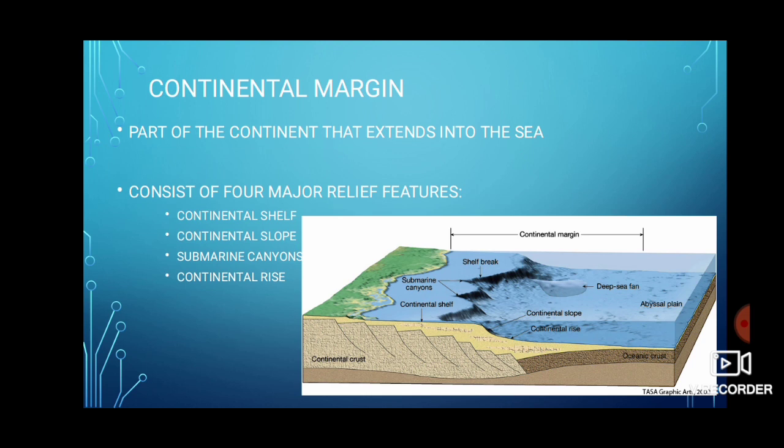What is a continental margin? The part of a continent that extends into the sea, we call the continental margin. The continental margin consists of four important relief features. We can see those features in the diagram. First, the continental shelf, then a steep slope known as the continental slope, then comes submarine canyons, and then the continental rise. So, we will be studying all these features in detail.